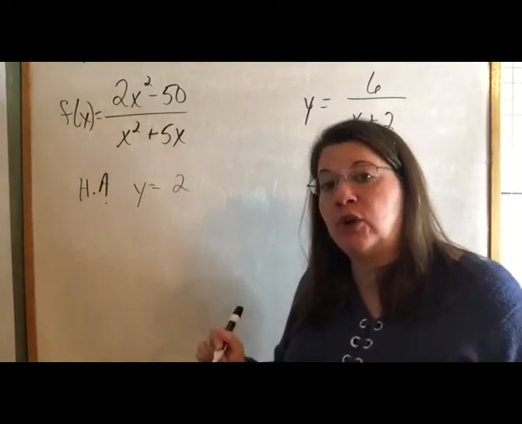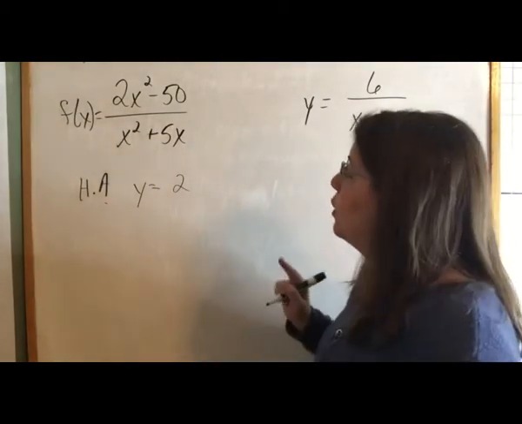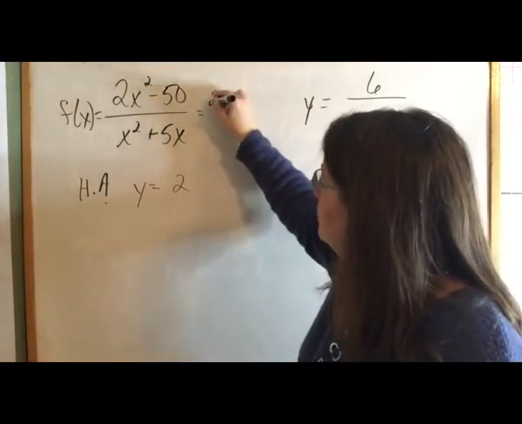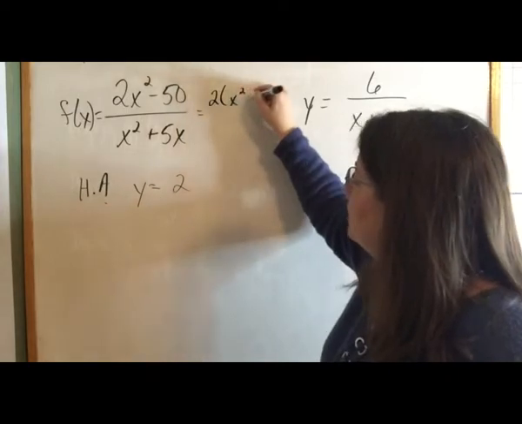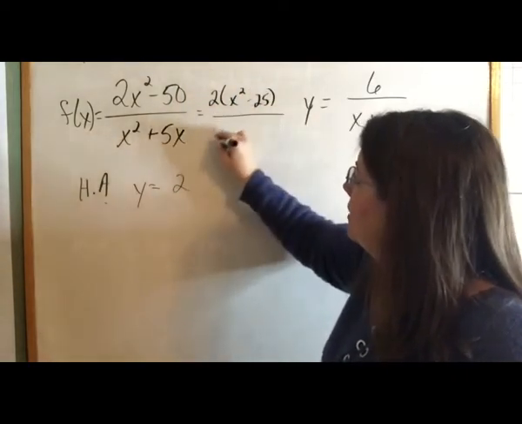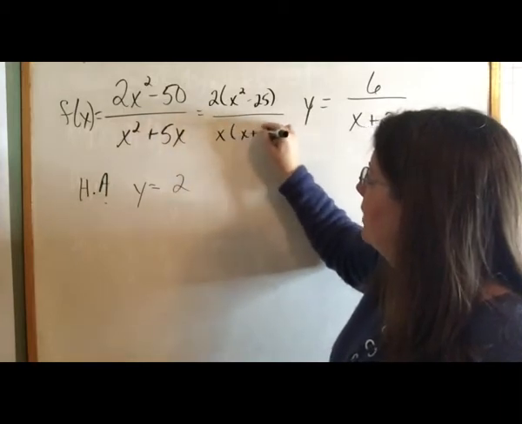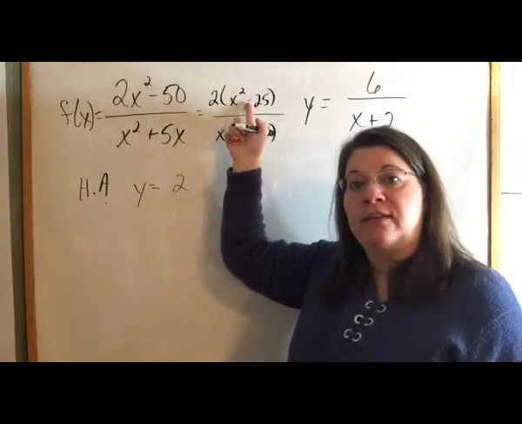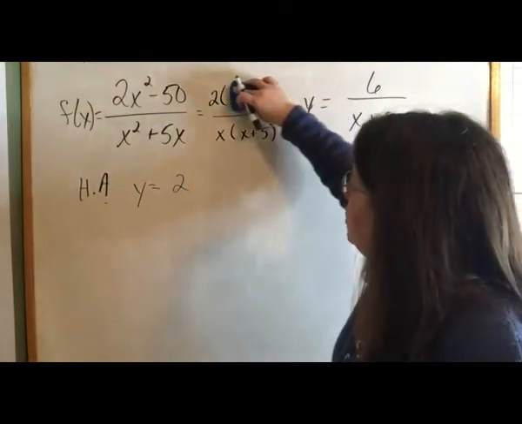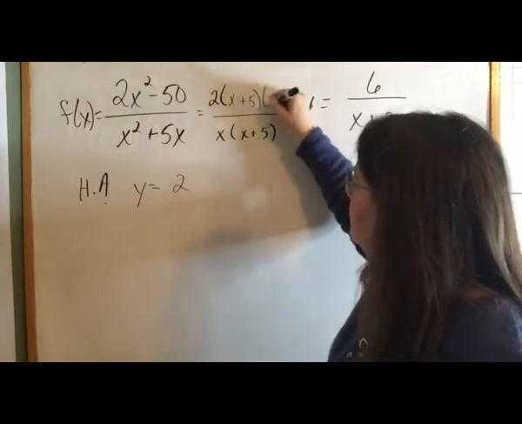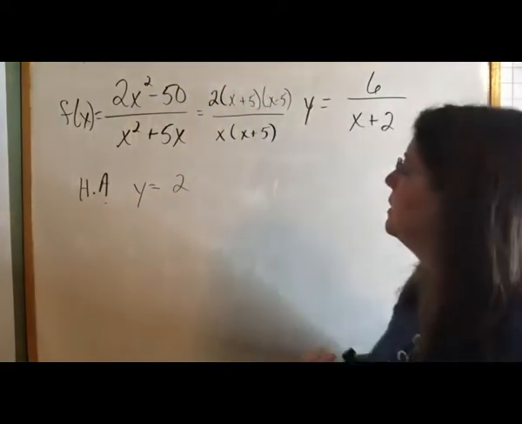To find my vertical asymptote and holes, I'm going to factor this. So I can bring out a 2. When I do that, I have x squared minus 25. And I can bring out an x on the bottom, and that gives me x plus 5. And then hopefully you see that x squared minus 25 is a difference of squares. So I'm just going to factor that as x plus 5 times x minus 5.